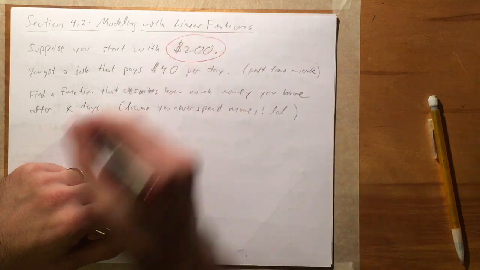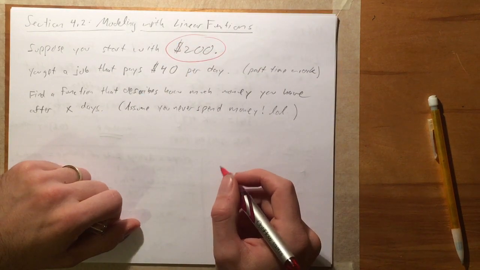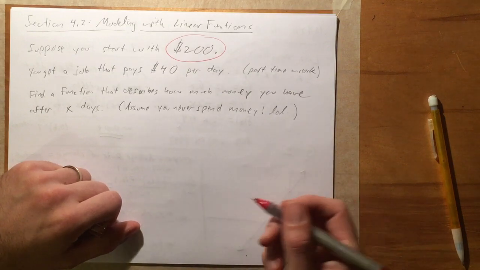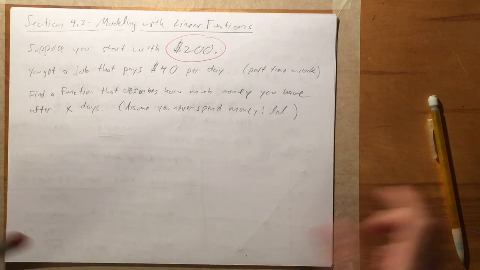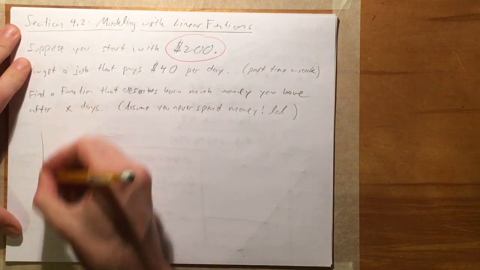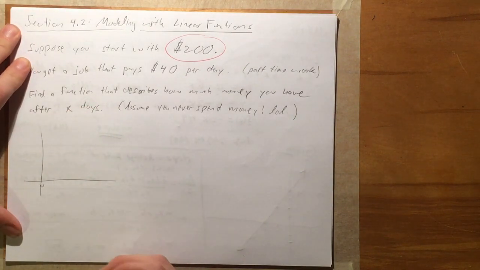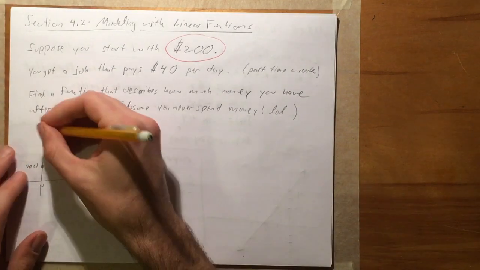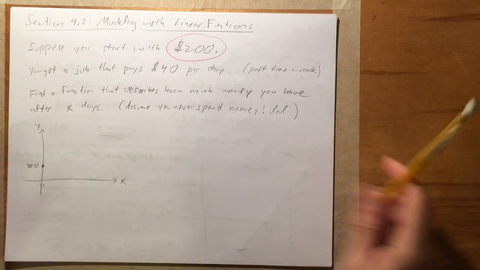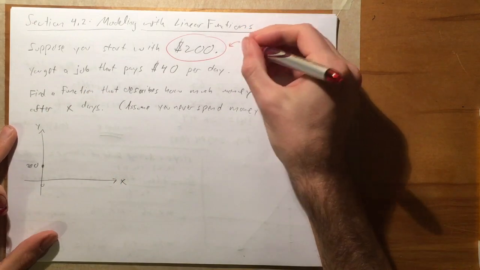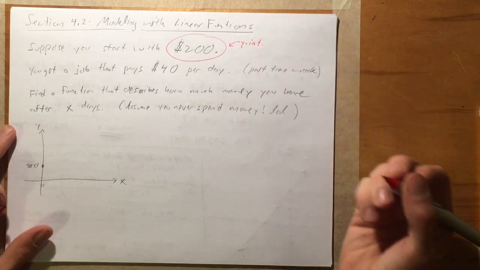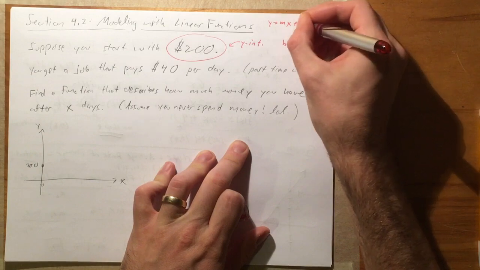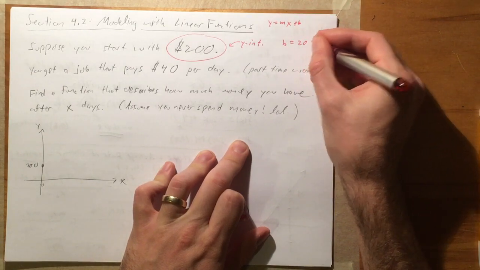So first of all, this information, suppose you start with $200, that's the amount of money we have after 0 days. And on the graph of the function, that's where the function height is going to be at 0 days. So at 0 days, we'll have $200. In other words, it's the y-intercept. Our starting value is the y-intercept, and so the b in y equals mx plus b will be 200.